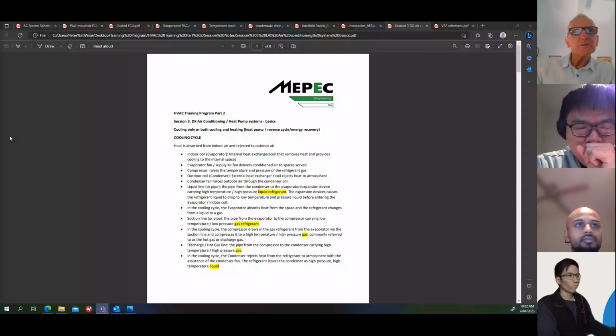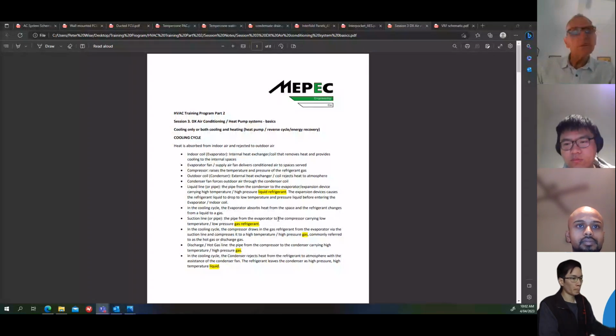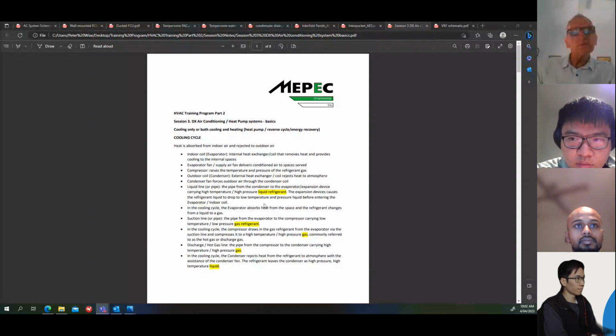So I've issued the notes. This first part, the cooling cycle, from the indoor and rejected to the outdoor. I've given a description of the processes there, but I'm not going to read all that out. I'm just going to put the schematic up and we'll have a quick look at this, which is a good one. And I sent this out as well.